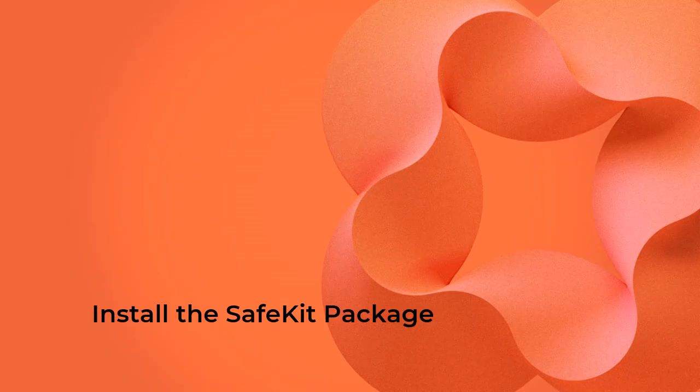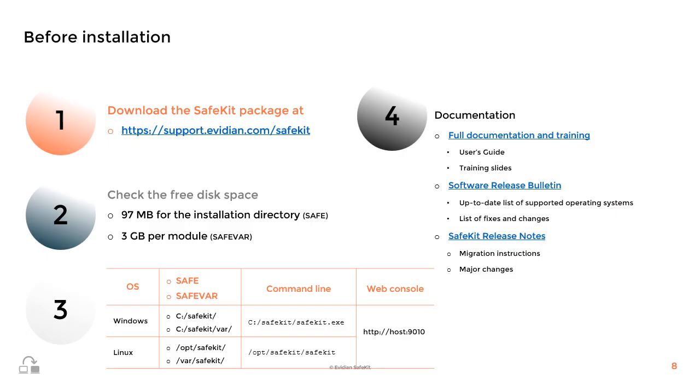Let's examine how to install the SafeKit package. Let's go over the steps before installing SafeKit. In Step 1, download the SafeKit package from the Avidian site. In Step 2, make sure to check the free disk space. You'll need 97 megabytes for the installation directory and 3 gigabytes per module for the var directory.